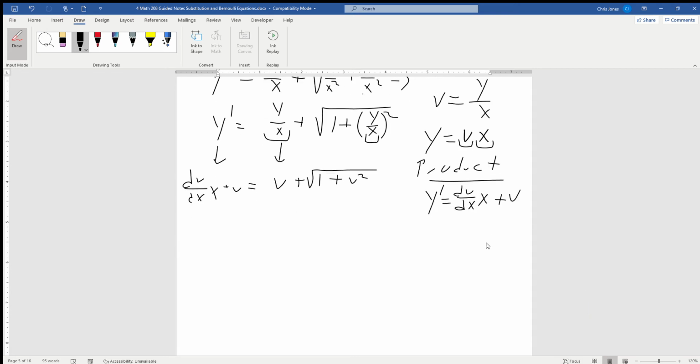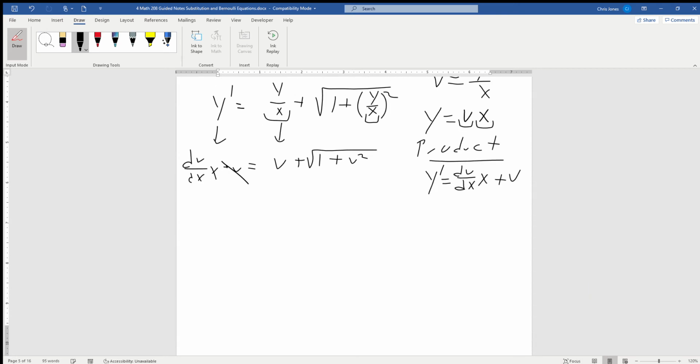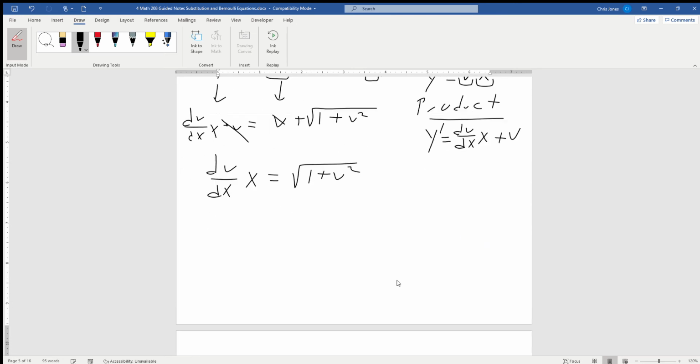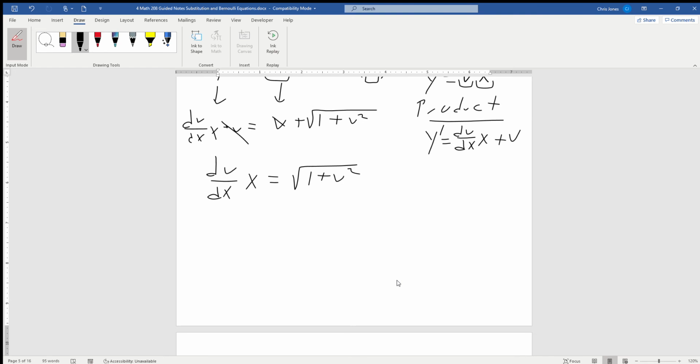I want you to notice now that this becomes a lot easier. The v's are going to cancel out. We get dv dx times x is equal to the square root of 1 plus v squared. And now we just get one of these separable equations. And unfortunately, in this case, it's separable. I'll show you why in a moment, why we say unfortunately. So we're going to rewrite this as dv over the square root of 1 plus v squared equals dx over x.